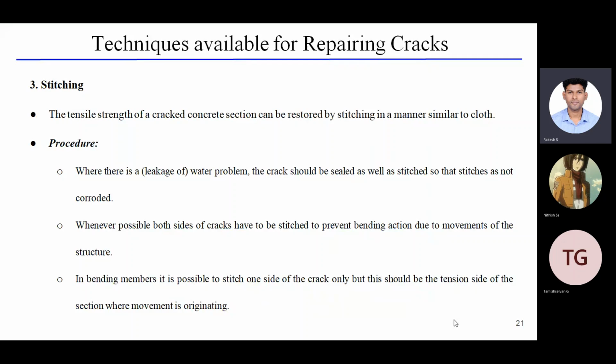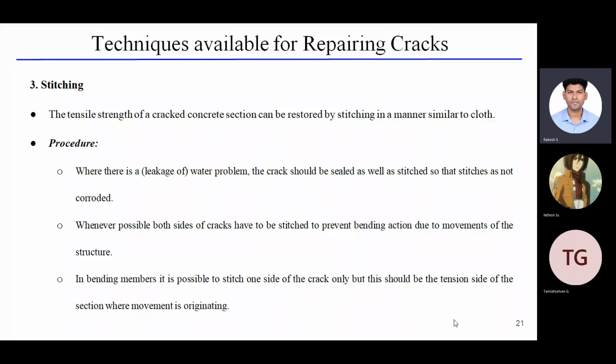Next comes stitching. This is similar to how we stitch cloth. This will be used when the tensile strength of the cracked concrete section is to be restored by stitching. How can it be restored? Where there is a leakage of water or any problem in the building, the crack should be sealed as well as stitched so that the stitches do not get corroded.